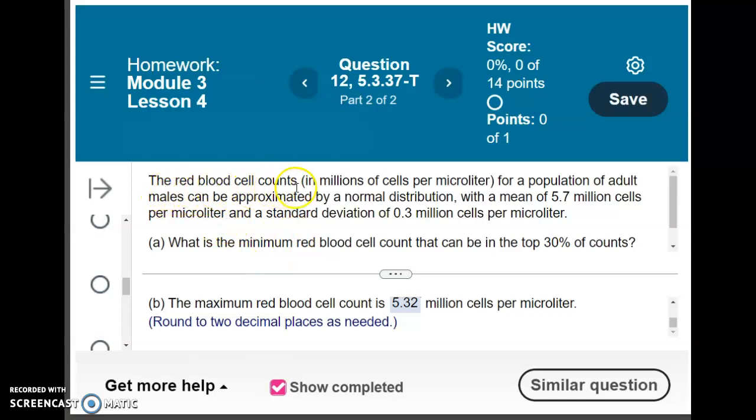The red blood cell counts for a population of adult males can be approximated by a normal distribution with a mean of 5.7 million and a standard deviation of 0.3 million. What is the minimum red blood cell count that can be in the top 30% of counts? So pretty much every problem in Module 3, Lesson 2 through 4, you're going to use StatCrunch.